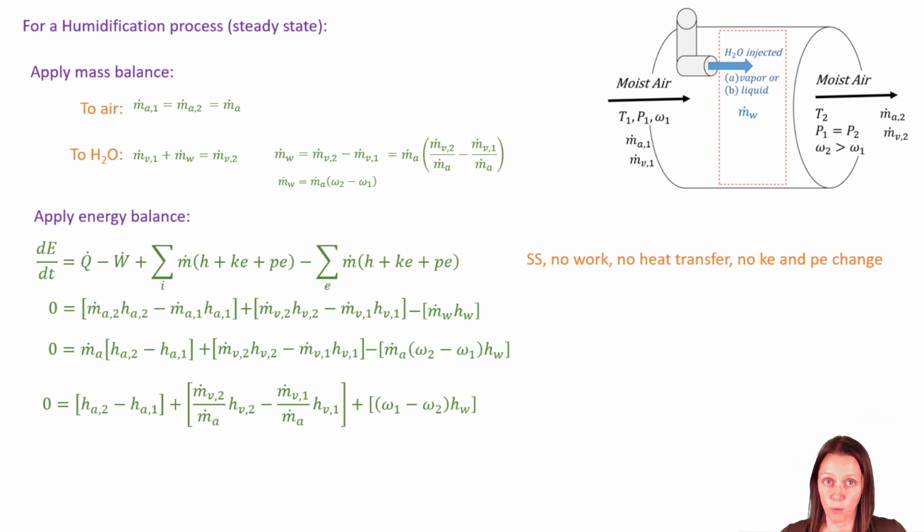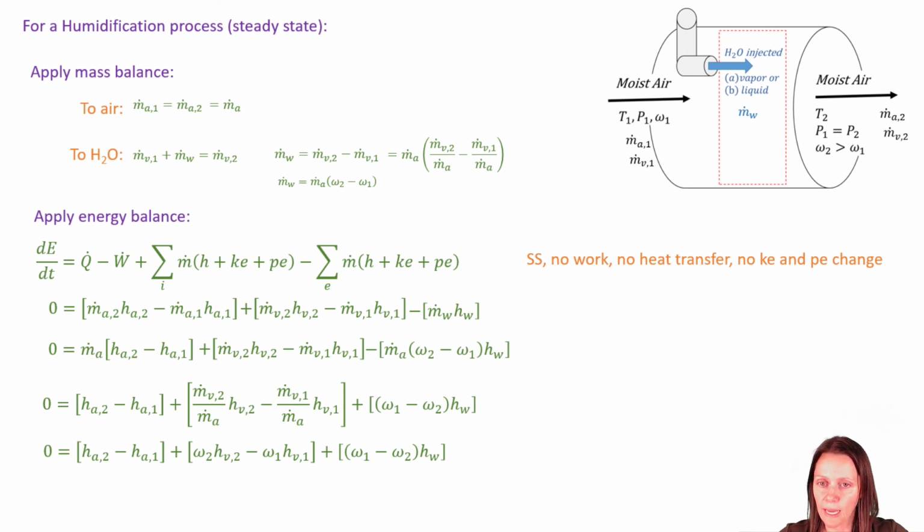If I divide the right-hand side by m dot A and the left-hand side by m dot A, the left-hand side is still going to be 0. Yep, this is what I've got, m dot A divided through, and I know that m dot V over m dot A is just my specific humidity. So, do I have everything? I think I've got everything.